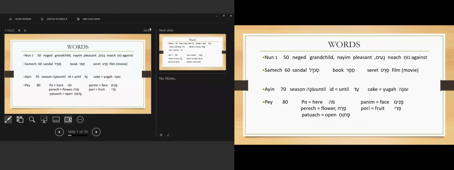Patuach, patuach is open. Patuach. And I write it in Hebrew. P, A, which is the kamatz, T, U, A, A. Remember the A underneath the ch. That means I've got to say the A before I say the ch, and it gives me the patuach. Patuach is open.